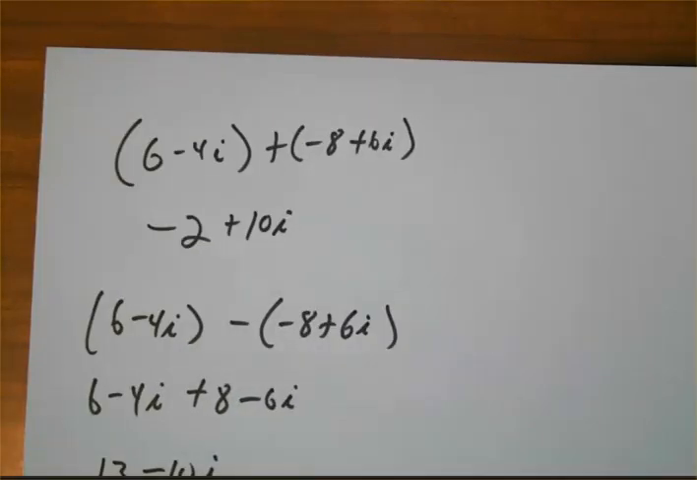Multiplication is the exact same, right? FOILing is the exact same. The only thing you have to watch out for is if you have i squared. i squared becomes negative 1, okay?